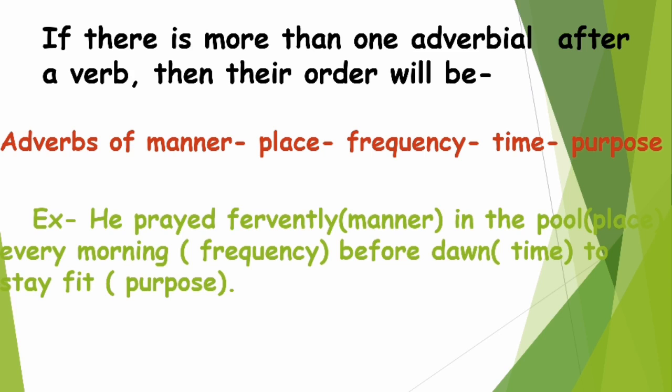Got it? Here we have an example with us. He prayed fervently in the pool every morning before dawn to stay fit. So can you see? He prayed fervently: manner is described. First of all, manner has come. In the pool, then place. Every morning, frequency. Before dawn, time. Purpose is to stay fit. So can you see the order? First of all, it's manner, then place, then frequency, time, and then purpose. So this is the order that you all have to follow if we are having more than one adverbial in our sentence. Got it? I hope the order of adverbials is clear to you all, right?